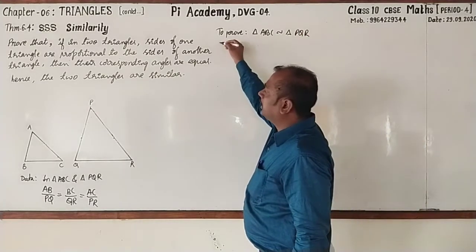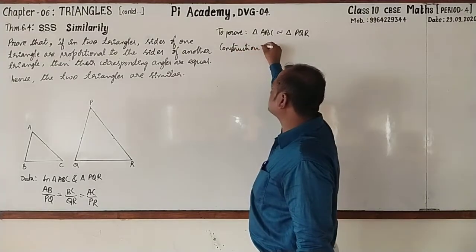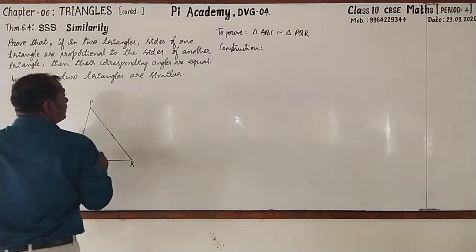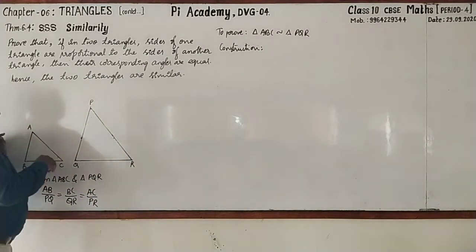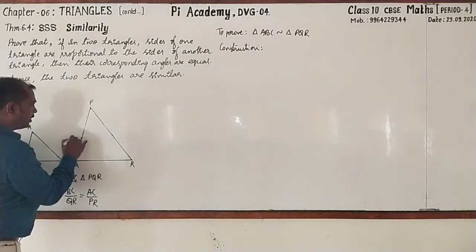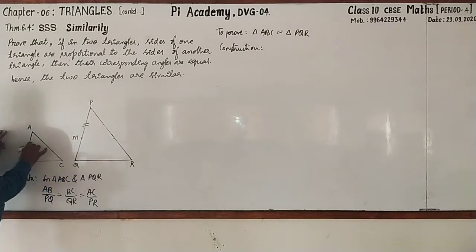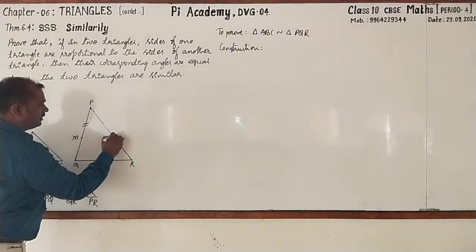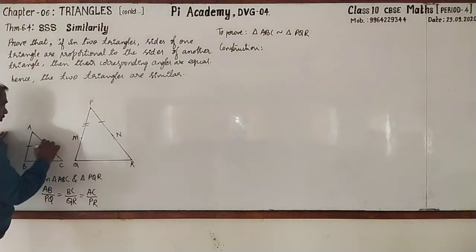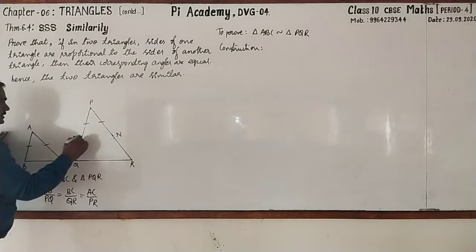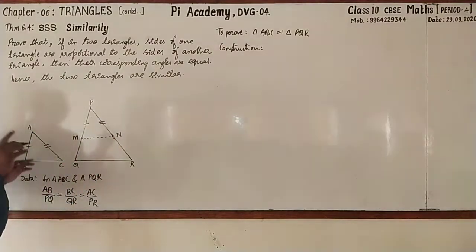Then again, to prove this, we need a construction. Let me tell you why it is needed. First, before that, I'll tell you what construction has to be done. The same thing we followed earlier: just mark the point M on PQ such that PM is equal to AB, and N on the side PR such that PN is equal to AC, and join MN. Followed?